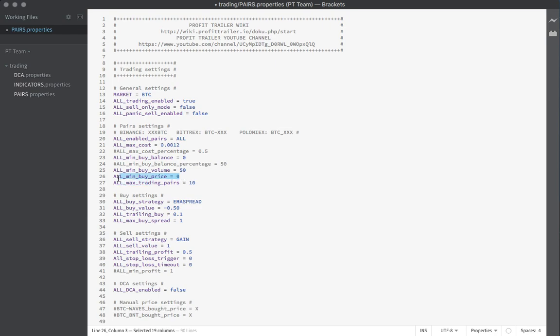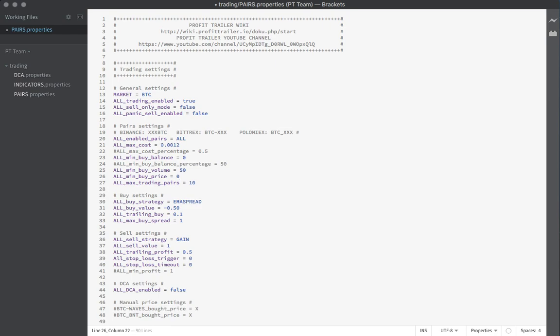Then you have all min by price. This is the minimum price you could set. Like if you went 0.0005, that means that ProfitTrailer won't buy any coin pair that's under 5,000 Satoshis. You can set it like that too. I mean, there are many ways you could set this. This is essentially used to weed out low volume coins or pump and dump coins, which typically are low priced coins.